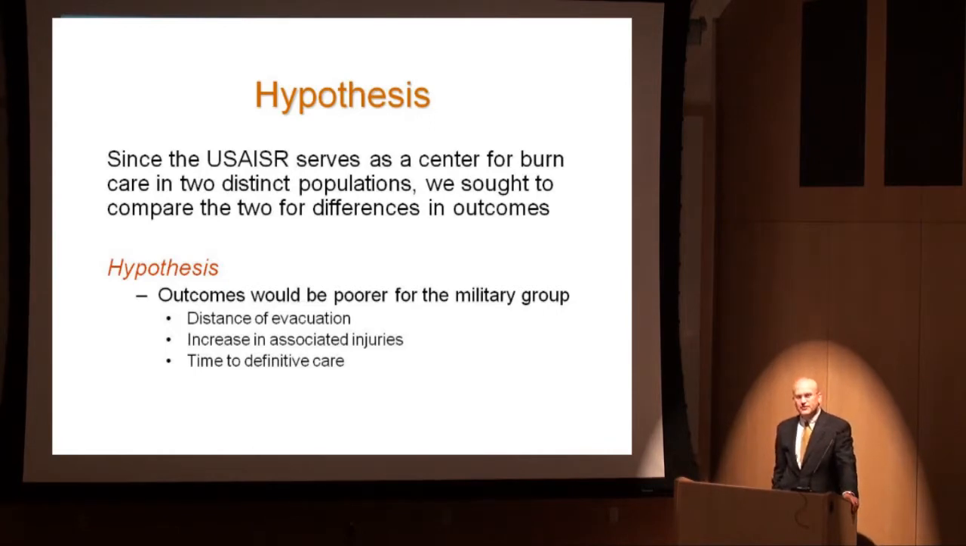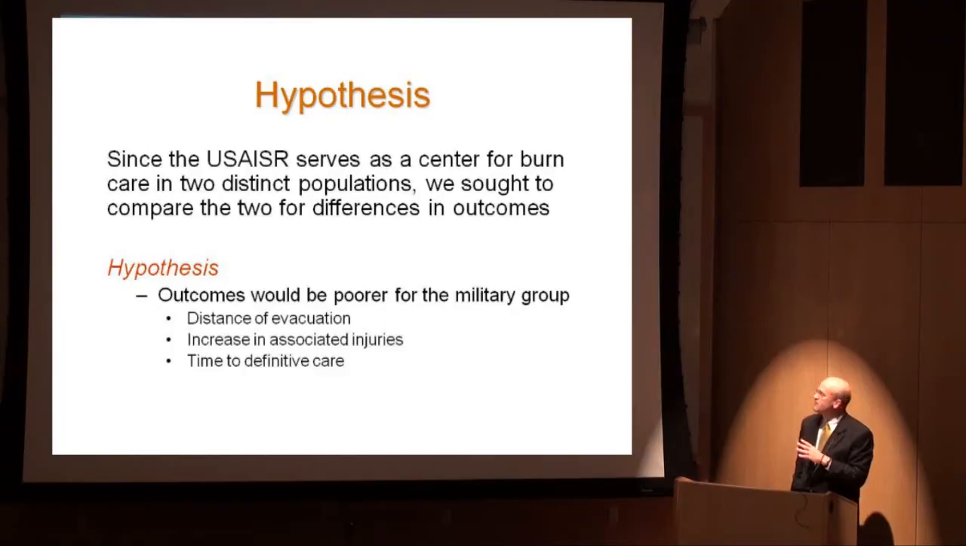So we have these two different populations. We had a natural experiment that we could take advantage of, and we thought that these guys that have to fly for 96 hours and get hurt in a combat casualty center, in the middle of a conflict, I bet you they do worse than civilians. And so our hypothesis was that they're going to be poorer because of the distance of evacuation. There are other injuries. When things blow up, you get hit by fragments and other things like that.